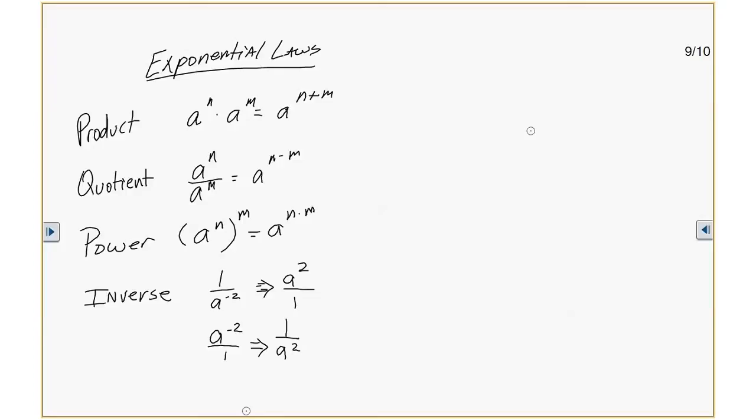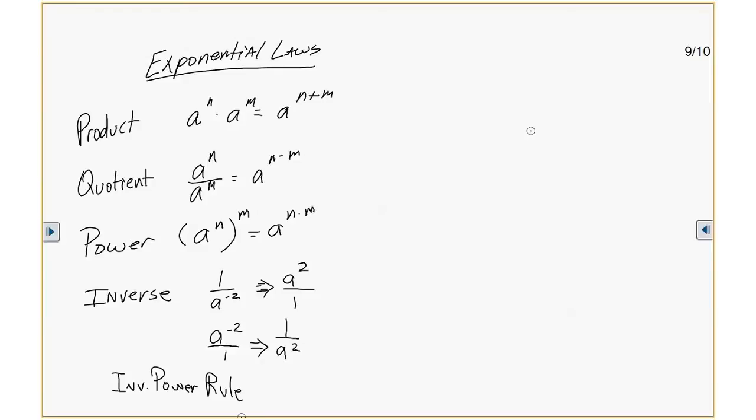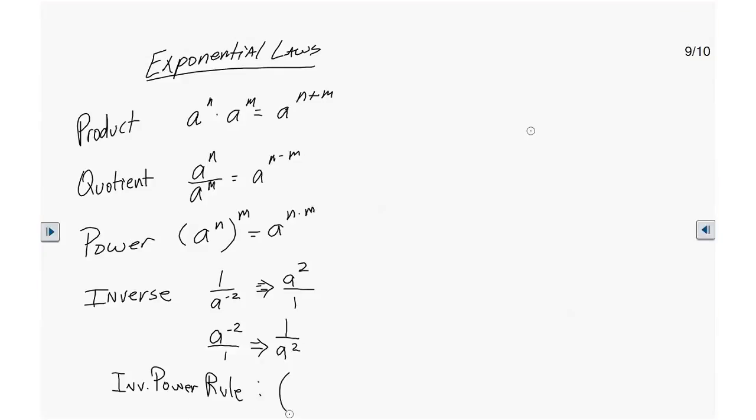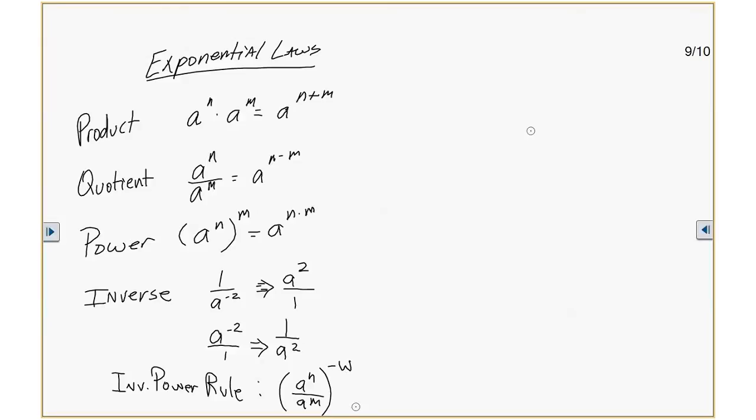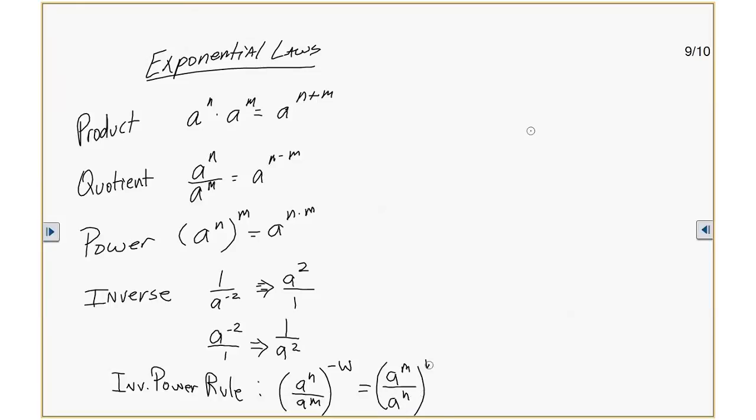Okay. The inverse power rule says that if you have an exponent outside of a parenthesis, a to the n over a to the m raised to the negative w power, that you can flip what's inside, a to the m over a to the n, and it becomes a positive exponent.